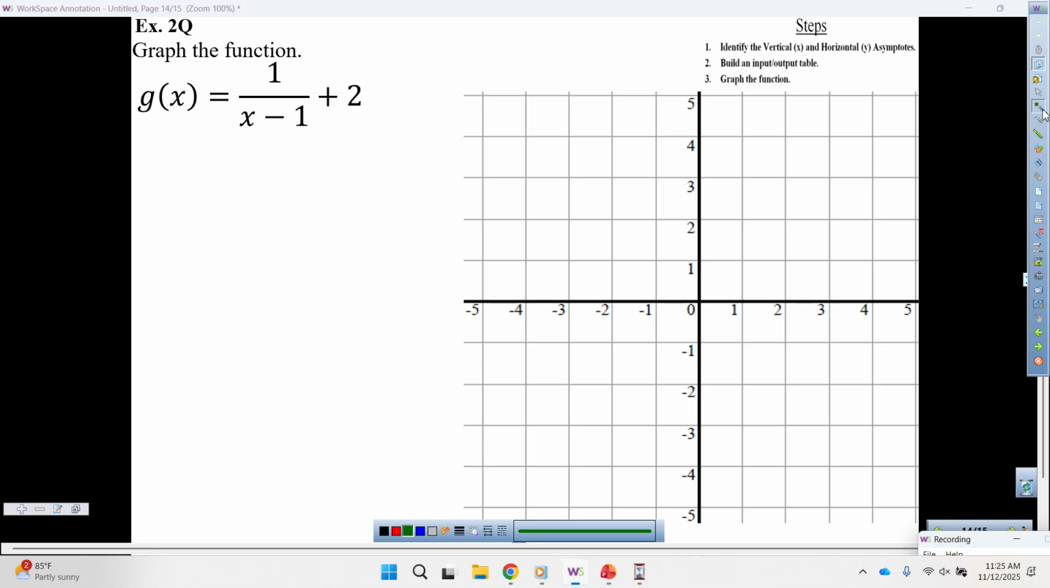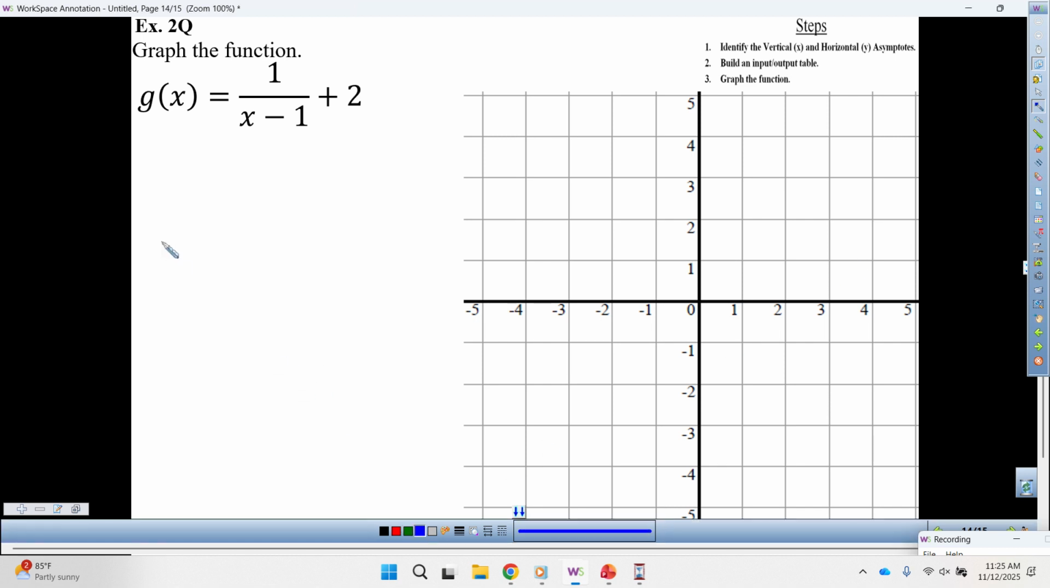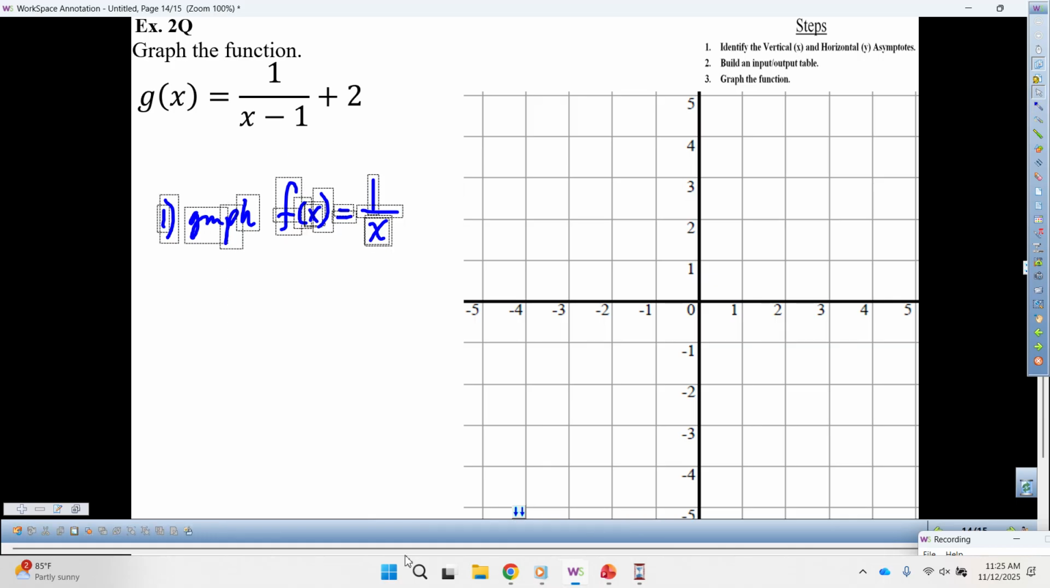Everybody there? All right, step 1. Here we go. I want you to write step 1: graph f of x equals 1 over x. And actually, let me change that to green. Sorry, guys, just so that we know the step before we get to the other asymptotes.